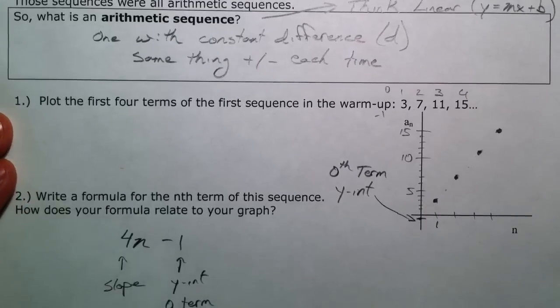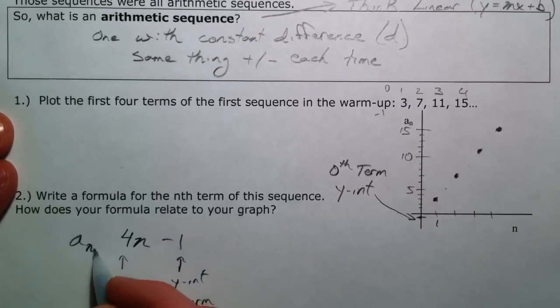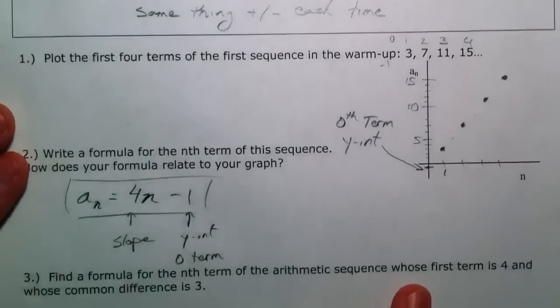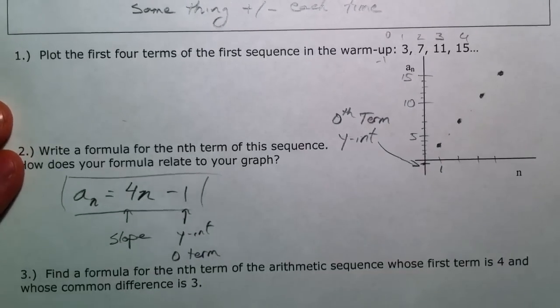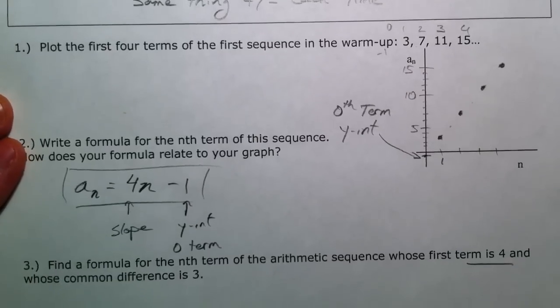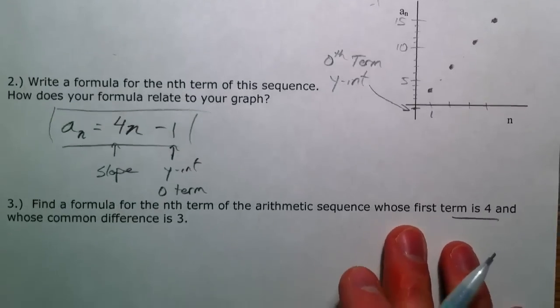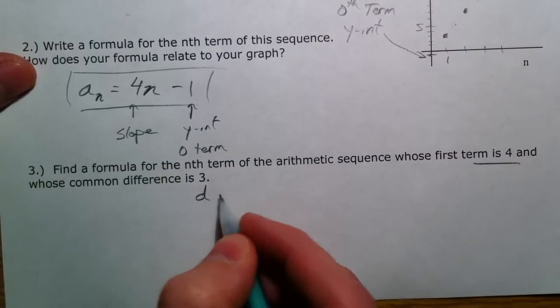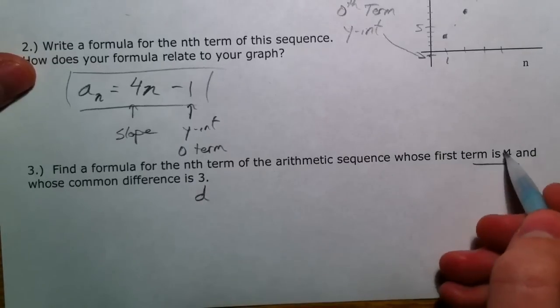And so I want us to start thinking about this, and then we just add a sub n, which is kind of like our y equals. And that's how our formula relates. So find a formula for first term 4 and a common difference of 3. And so d is 3, and the first term is 4.